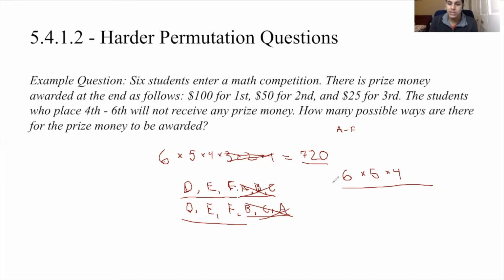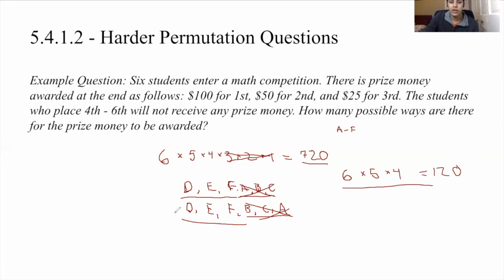So we do 6 times 5 times 4, and this gets us to 120, I believe. And I am just going to quickly do that in my calculator just to make sure that's not incorrect. 6 times 5 times 4, yes. So 120 different possible combinations.